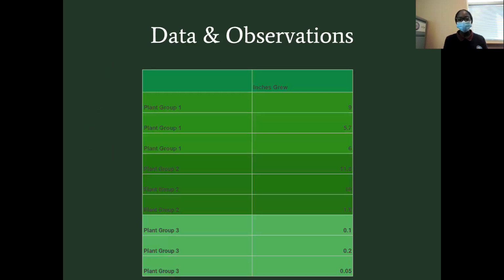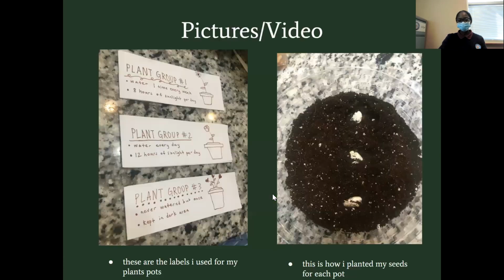This is my data and observations. So as you can see here, there is plant group 1, plant group 2, and plant group 3. And since I put 3 individual lima beans in each of the groups, I measured each of them to see how much they grow, and I found their constants as well.